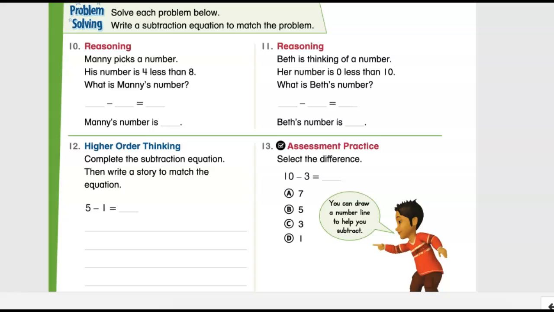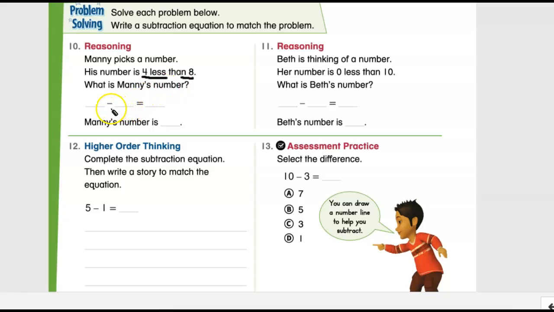His number is 4 less than 8. What is Manny's number? So Manny picks a number. His number is 4 less than the number 8. What is Manny's number? It wants us to write a subtraction equation for this problem. It told us one more time, Manny's number is 4 less than the number 8.